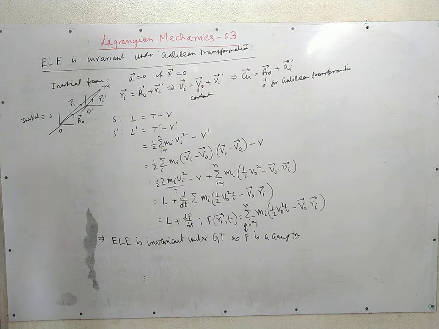Secondly, we have used this property of the gauge function to prove that the Euler-Lagrange equation is invariant under a Galilean transformation. A Galilean transformation is one which connects the space variables between two coordinate systems, both of which are inertial. That is, there is no acceleration between the coordinate systems, each of the coordinate systems is an inertial one, and time is the same in both coordinate systems. So this is the Galilean transformation, and the Euler-Lagrange equation is invariant under it.